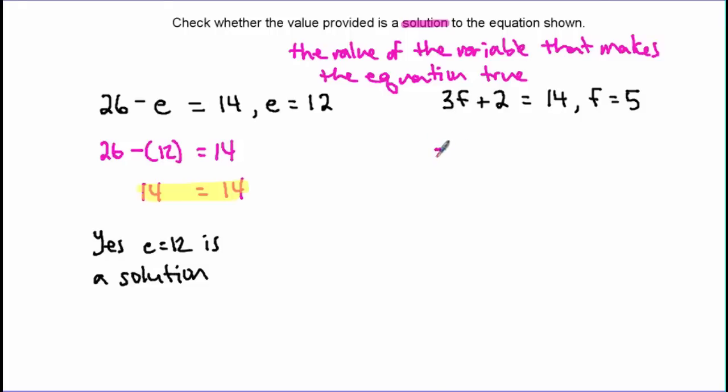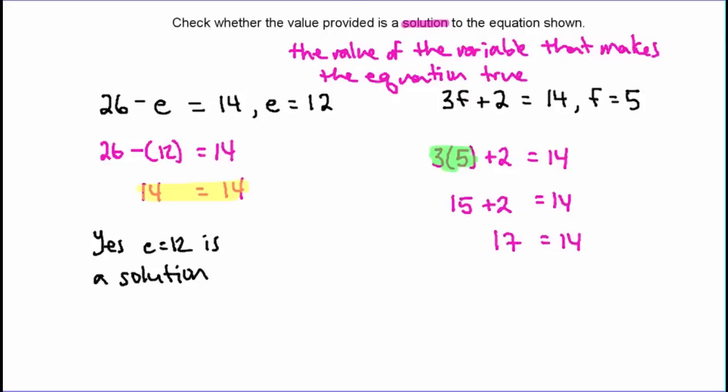This one's a little bit more complicated, but the process is the same. I substitute the given value of 5 for my variable, 3 times 5 plus 2 equals 14. Now I'm going to do my evaluating. Order of operations tells me that I would do the 3 times 5 first, which is 15, plus 2 equals 14. And then I evaluate 15 plus 2, which is 17, equals 14.